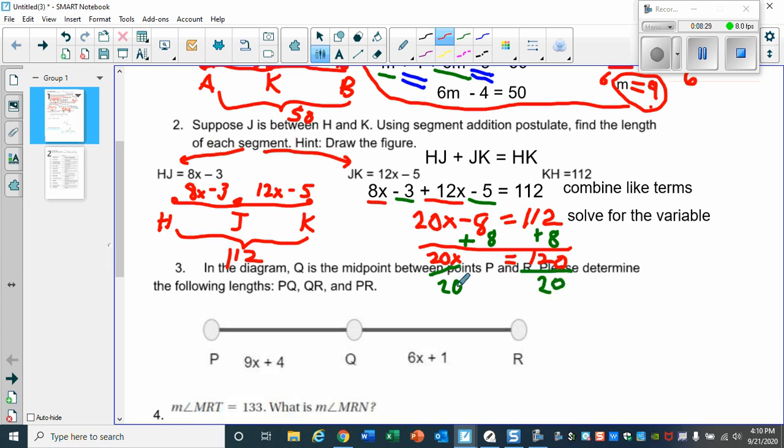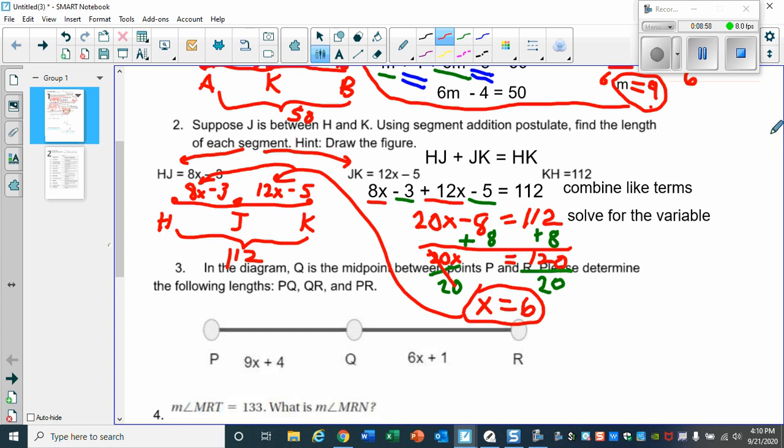And then, boom, x is 120 divided by 26. But now, just like before, you need to substitute into x for both cases. And that's how you find HJ and JK.